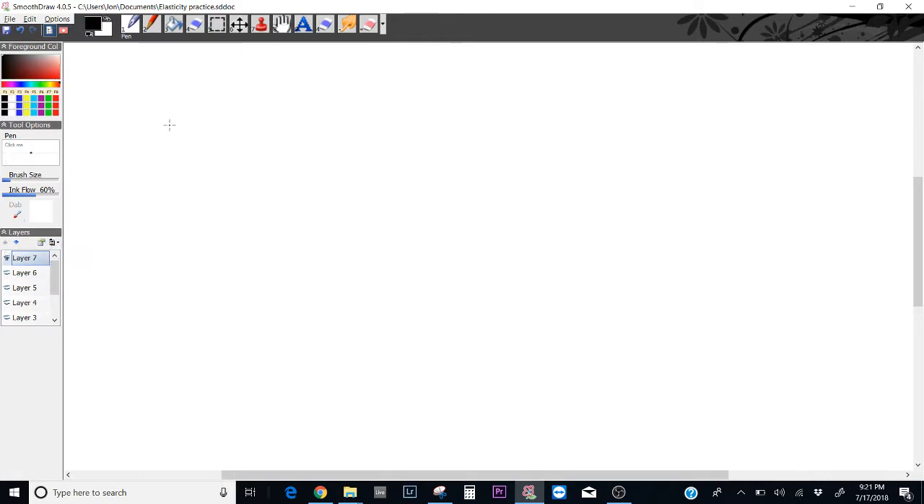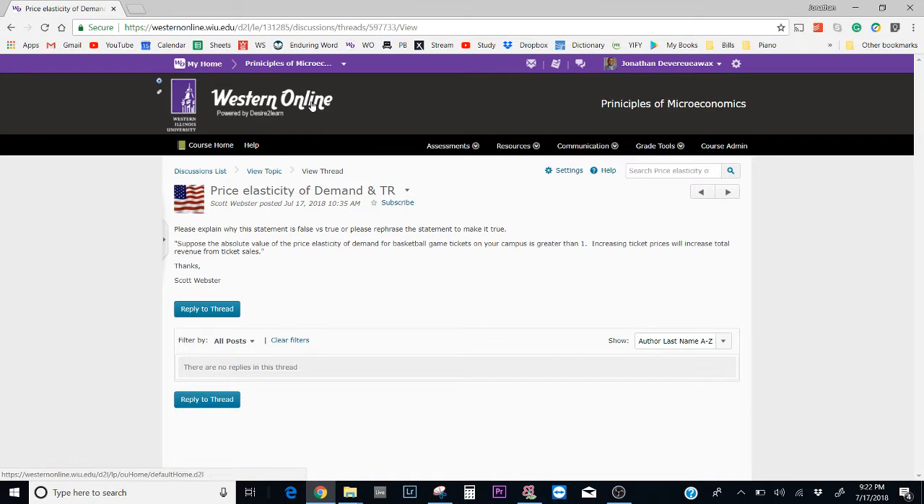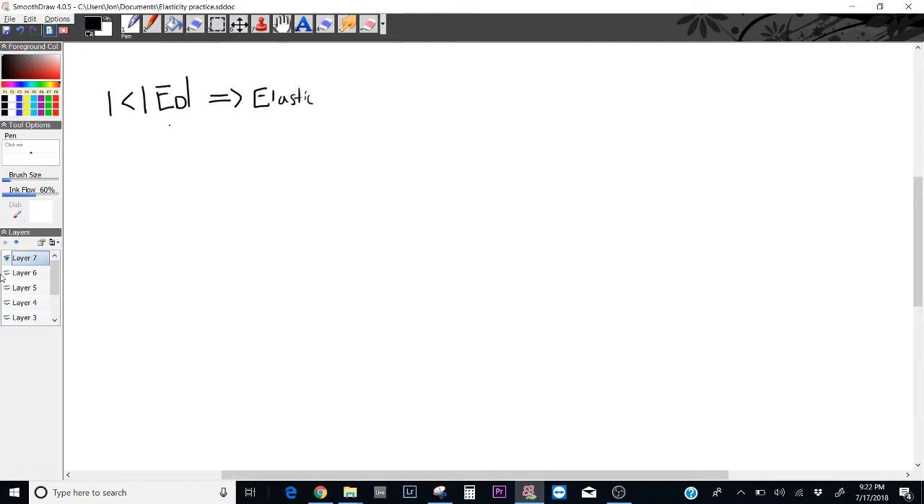we know that anytime we have an ED whose absolute value is greater than 1, that means that good is going to be considered elastic. So increasing ticket price will increase total revenue from ticket sales. As we just talked about, whenever goods are elastic, to increase total revenue you would want to decrease the price.